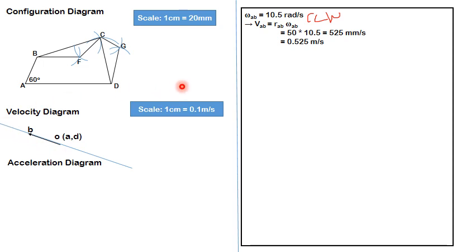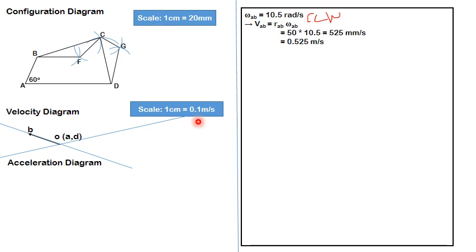Next thing is, for point C, if you want to find out the tangential velocity of point C with respect to B, it will act perpendicular to the link BC. And for the same point, if you want to find its tangential velocity with respect to D, it will be perpendicular to CD. But I don't know the tangential velocities of point C with respect to B and D as of now. But I know the direction. Simply draw a line perpendicular to BC from B and draw a line perpendicular to CD from D, and they will intersect at a certain point.